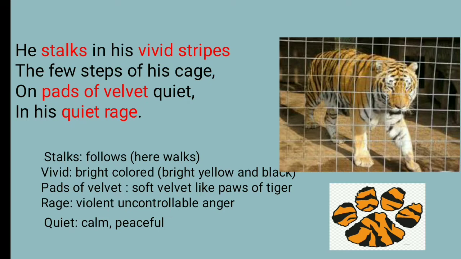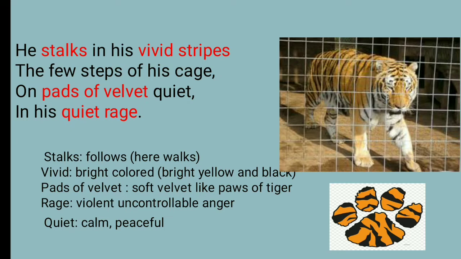Children, first of all, let's understand the meanings of the highlighted words. Stalks means follows, or you can call it walk. Vivid, bright colored, means having the bright colors. Here the body of the tiger has bright yellow and black color lines on it. So here the poet has used this word vivid for those lines, those stripes.